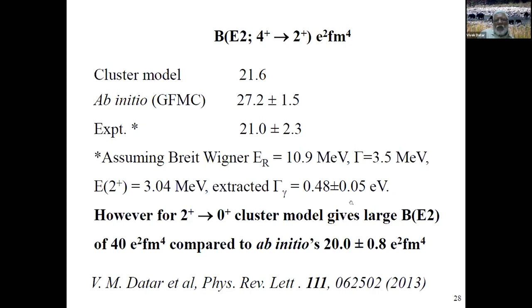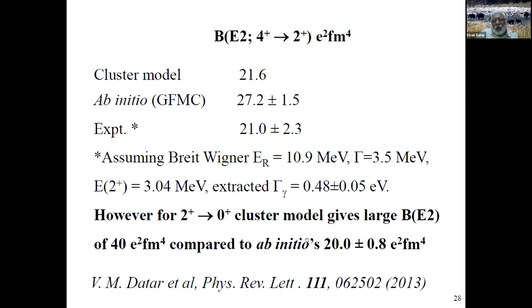It was interesting that the cluster model for the 2 plus to 0 plus, incidentally, gives about 40 e squared fm^4, compared to the ab initio, which is only 20. So there's a factor of 2 difference. Whereas between the cluster model and the experiment, and the ab initio, the difference is only of the order of about 20% or so. Whereas here, it's about a factor of 2 difference. So it should be much easier to distinguish between this model and that model.